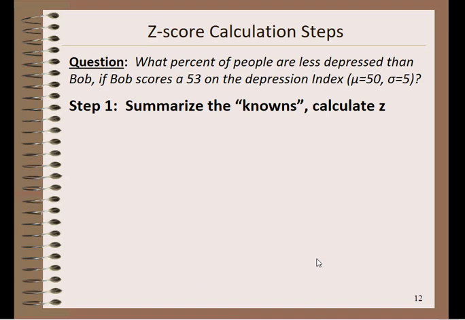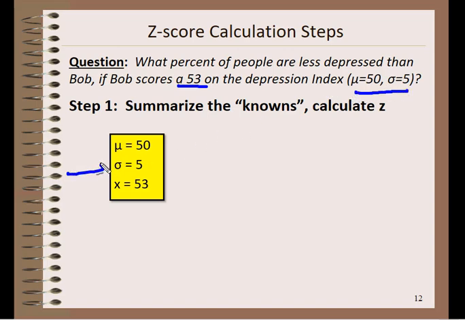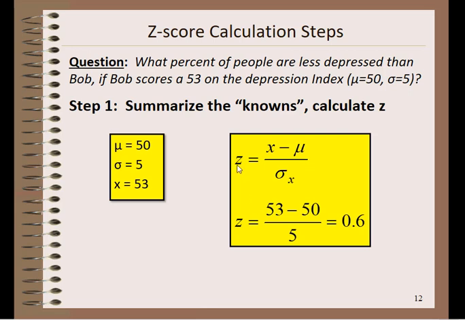Okay, so if you're going to calculate a z-score, the first thing you need to do is, from the description of the problem, take what you know and summarize it in a small box like this. So I've got the standard deviation is equal to 5, mu is equal to 50, and Bob is scoring 53. So if I want to calculate that as a z-score, I would write out my z-score formula in all its glory with its symbols, and then plug into it.